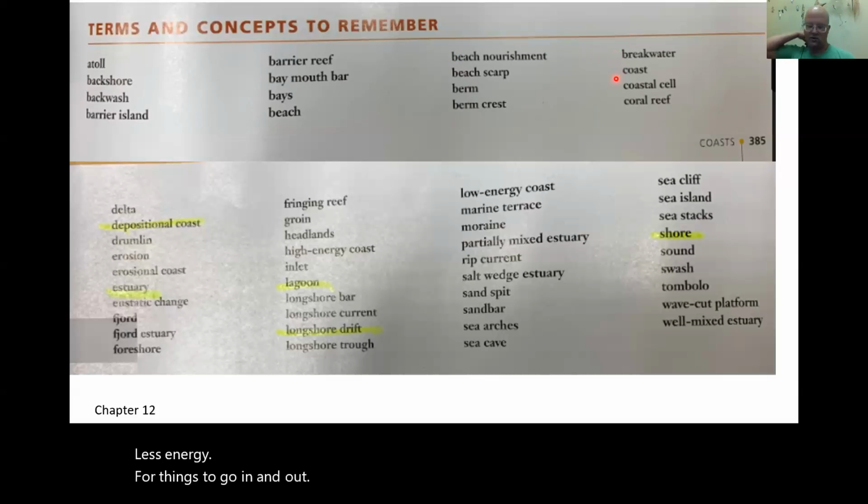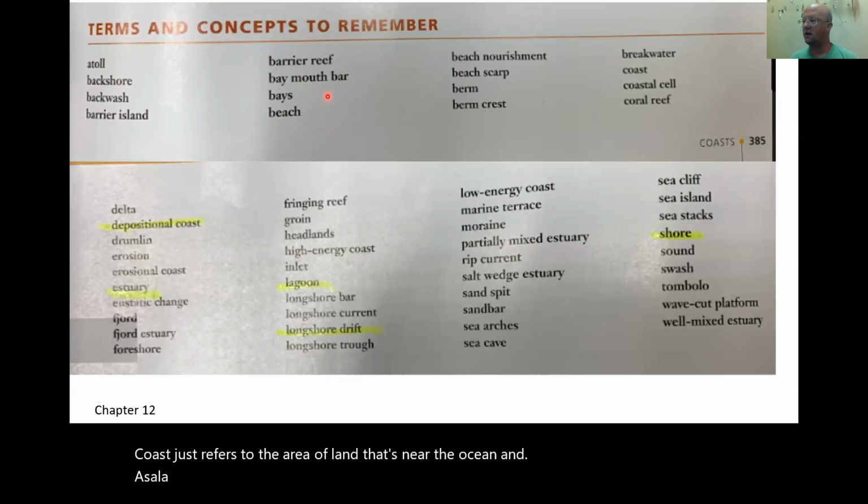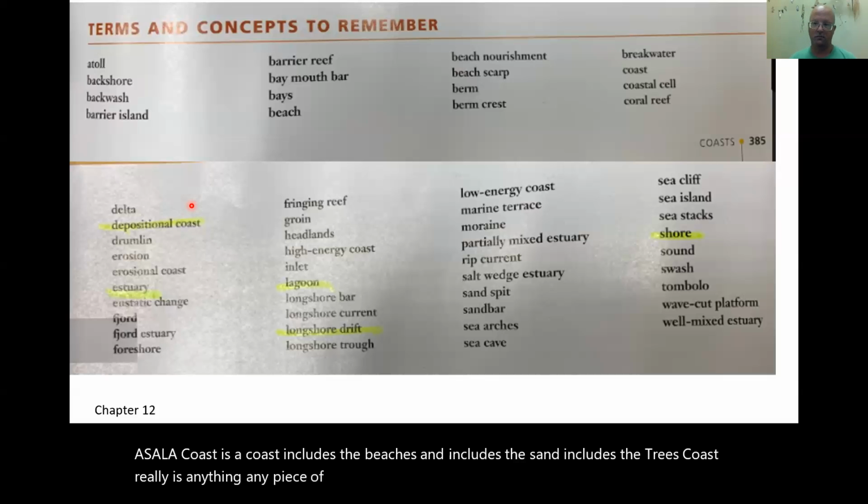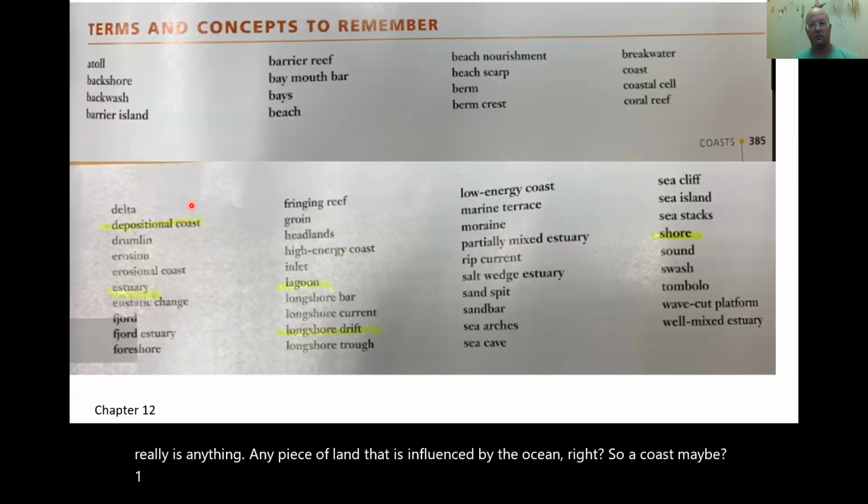Coast just refers to the area of land that's near the ocean, and that's all a coast is. A coast includes the beaches, it includes the sand, it includes the trees. Coast really is any piece of land that is influenced by the ocean, right? So a coast may be 100 kilometers away from the beach, but it's still impacted by the ocean. Coastal cell, not terribly important.